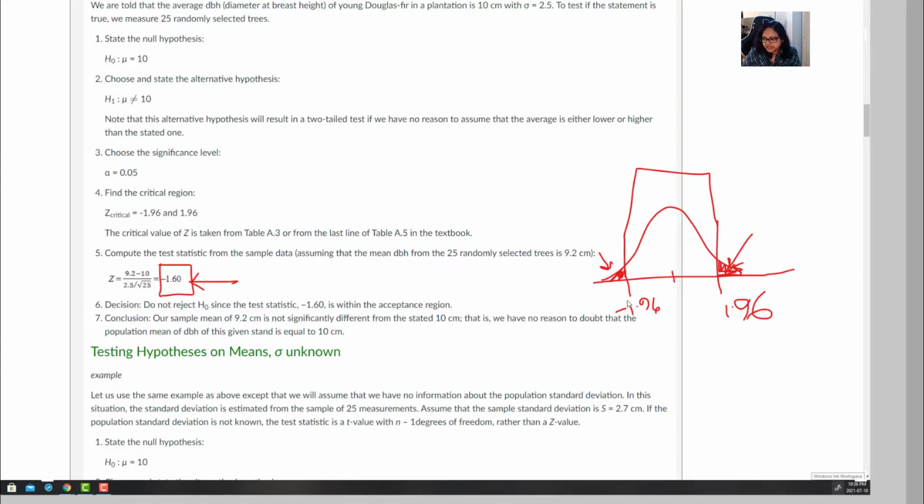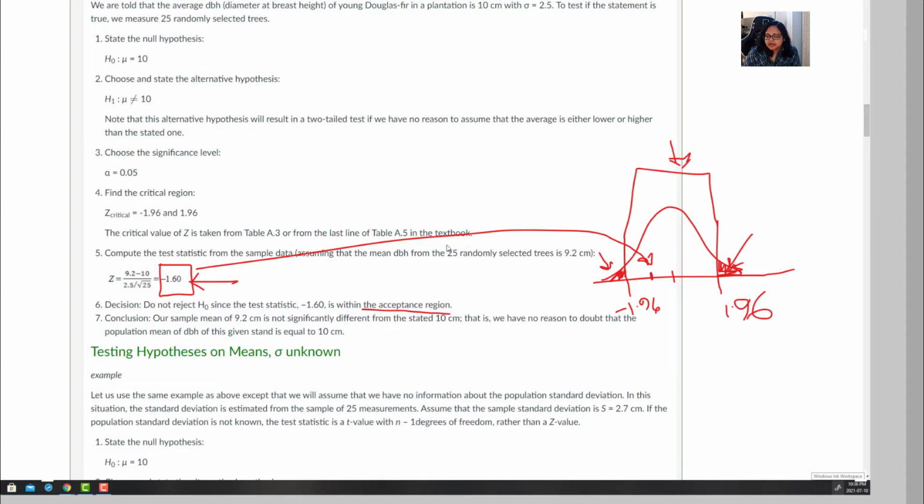So you can see that negative 1.96, positive 1.96, and negative 1.60 should be somewhere here, right? So that value would be somewhere here. That means it's actually falling into this region where we are not going to reject the null hypothesis.